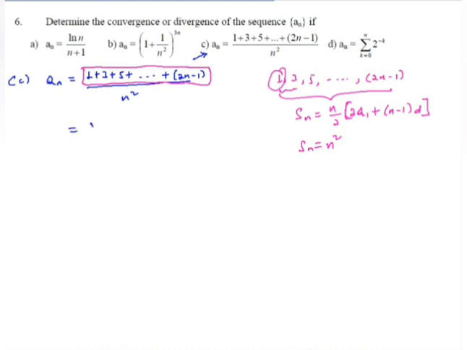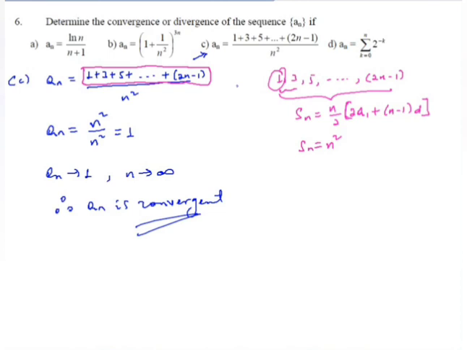So how can we write this sequence? It is n square over n square. The sum of the first n terms of this arithmetic sequence is n square. So an, when simplified, is 1. The first term is 1, the second term is 1, and so on. So an approaches 1 whenever n is any number, whether it is approaching infinity or not. Therefore this sequence is convergent.